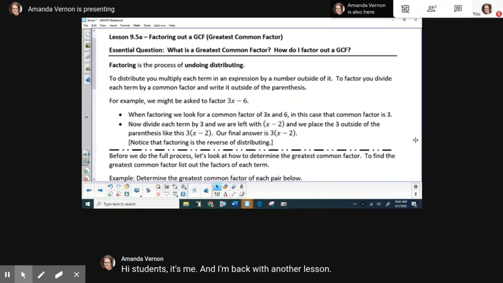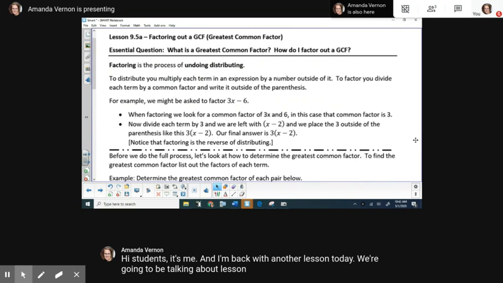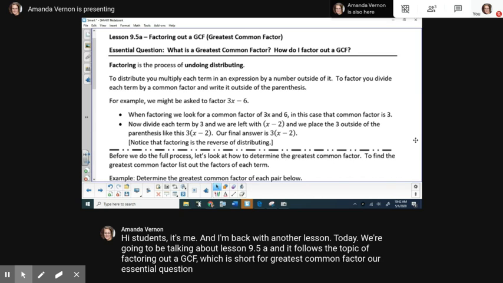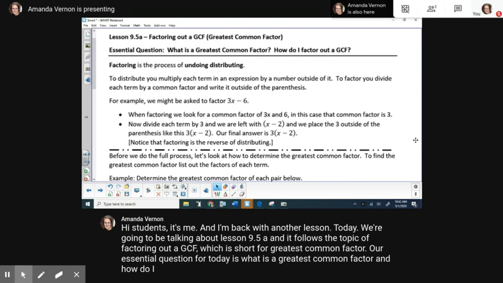Today we're going to be talking about lesson 9.5a, and it follows the topic of factoring out a GCF, which is short for greatest common factor. Our essential question for today is, what is a greatest common factor, and how do I factor it out?